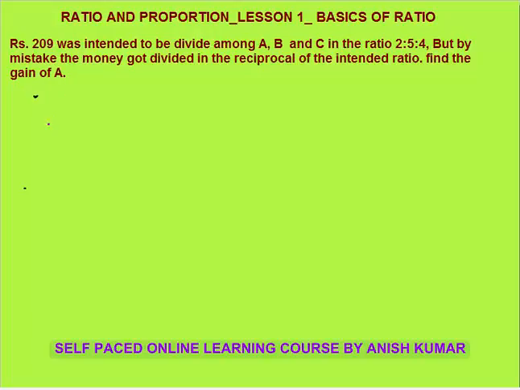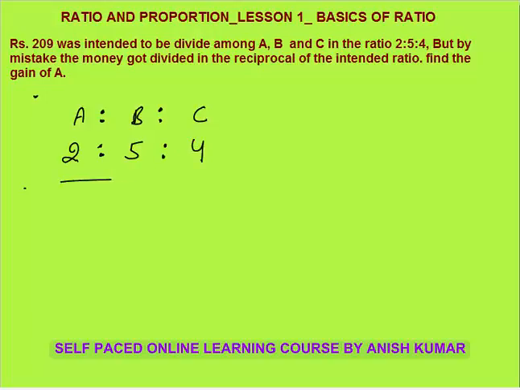The question says that rupees 209 was intended to be divided among A, B, C in the ratio 2:5:4, but by mistake the money got divided in the reciprocal of the intended ratio. What is the gain of A? So initially A, B, C was to get, the ratio was 2:5:4.